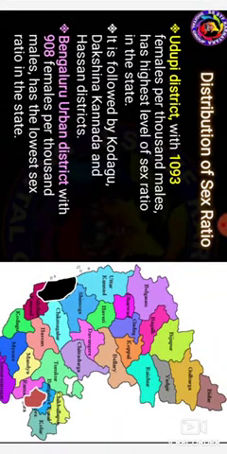And next we have to see the district distribution of the sex ratio. Udupi district has 1093 females for every thousand males, as the highest level of the sex ratio in the state. So in Udupi district we see 1093 women for 1000 men. This is the highest level of the sex ratio in this state. Kodagu, Dakshina Kannada and Hassan districts also follow Udupi district. And Bengaluru Urban district, with 908 females per thousand, has the lowest sex ratio of the state.